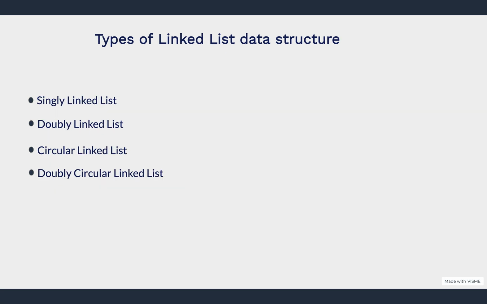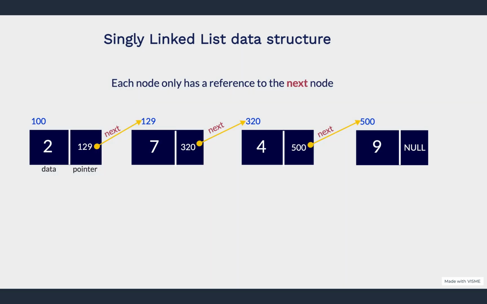So, types of linked list data structure. There are four types. We have the singly linked list, the doubly linked list, the circular linked list, and finally the doubly circular linked list. So let's check out the first one, which is the singly linked list.